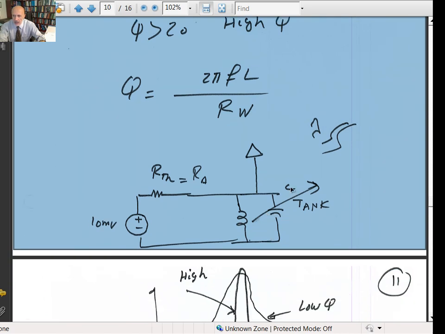You can adjust the capacitance C if you're tuning. If you've got a single transistor radio and you want to tune it to pick up the frequency that is coming in.